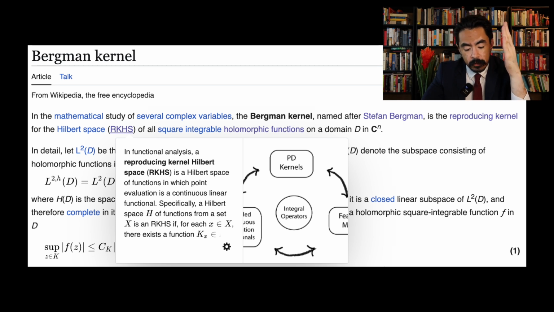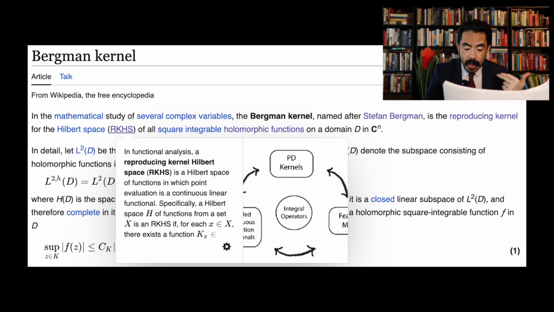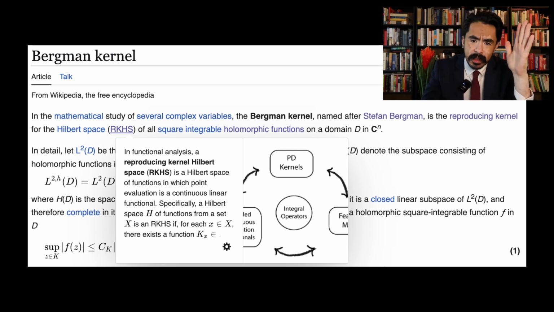That is, a Hilbert space H of functions from a set, let's say X, to the real numbers or complex numbers has a reproducing kernel if for each x, which is a member of the set capital X, there exists a function capital K sub x, which is in that Hilbert space H, such that for all functions f in that Hilbert space, the inner product of f and K sub x is equal to f of x. And so this capital K sub x, the reproducing kernel, reproduces the value of f at x via the inner product. That's a mouthful, and that's what the Bergman kernel is.